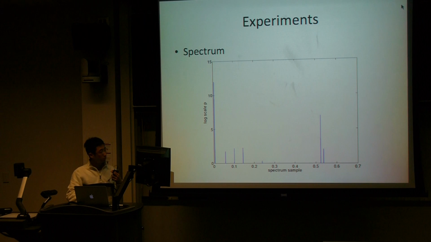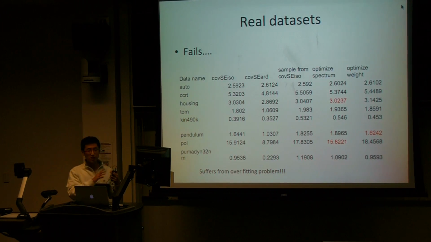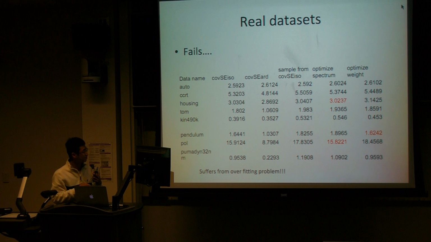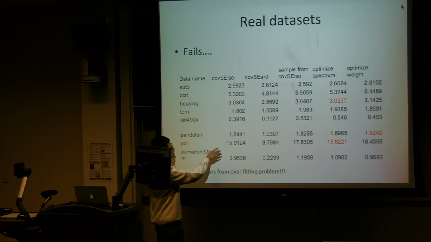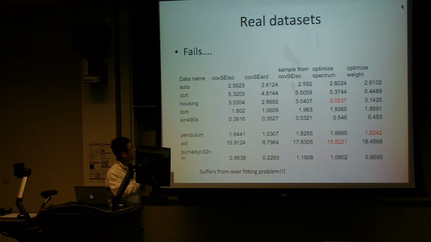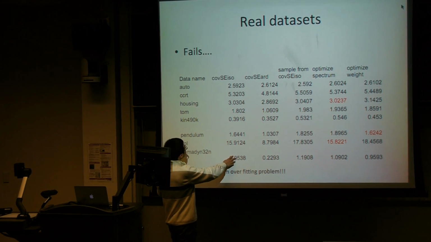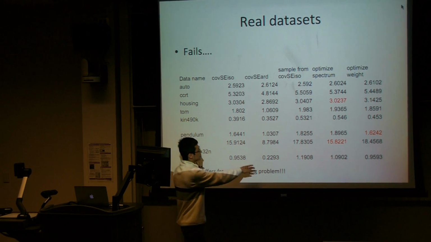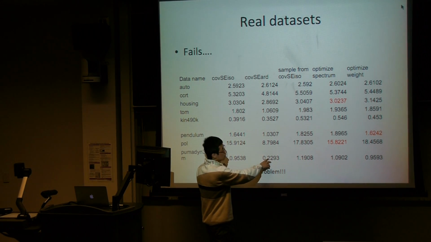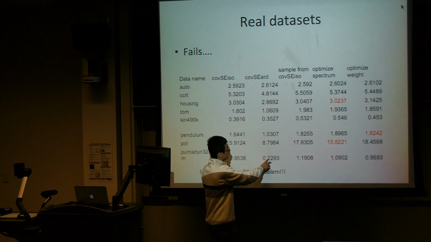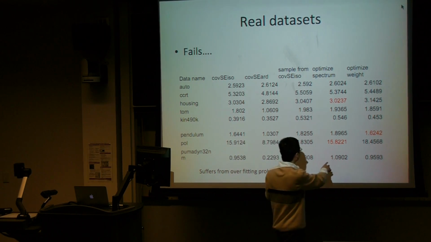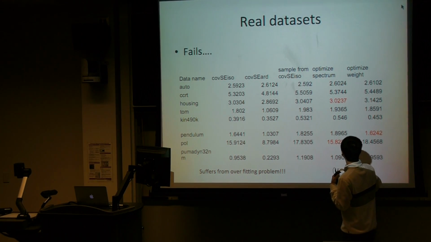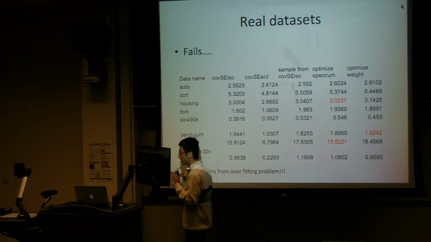However, when I try these two methods on real data sets, it fails miserably. Here is the result on 9 data sets. This column is the result in terms of the MSE. And this column is the result of the RBF kernel. This is the ARD, automatic relevance determination. And this is Fastfood. This is basically a sample from the previous two, sample from this one. And this is optimized over the spectrum. This is optimized over the weight. We see that it fails most of the time.